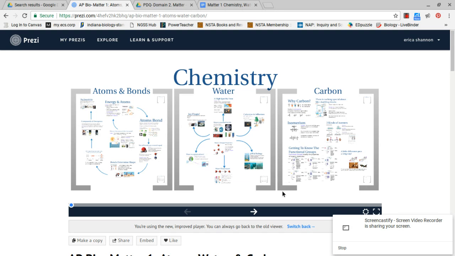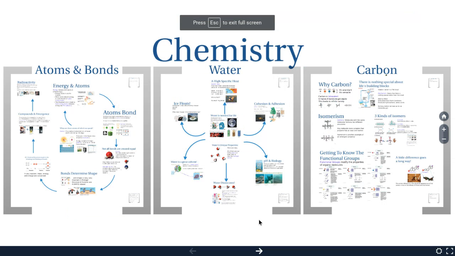Same thing with the reading. If you are comfortable with the concepts being discussed, you could probably skim chapter 2 in the textbook, but if you don't feel like your foundation is very strong, you may want to go in and read a couple of sections, especially the sections on water and the different properties of water and the chemistry behind water. So we're going to split this up into atoms and bonds, water, and carbon. And let me go full screen for this.